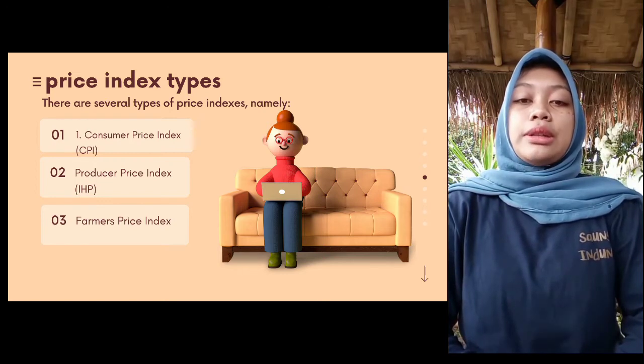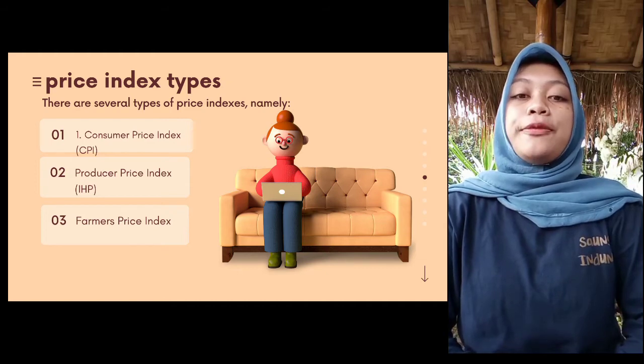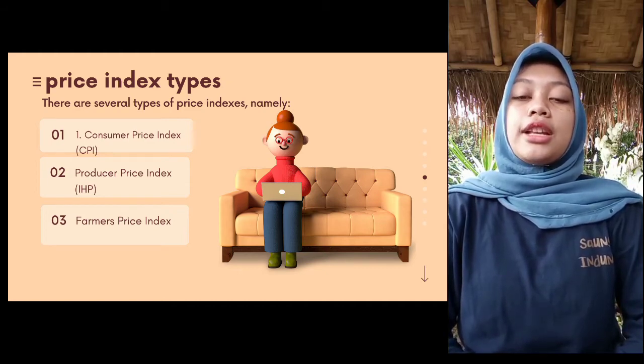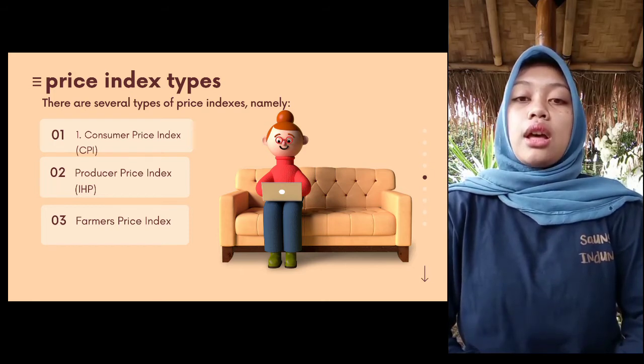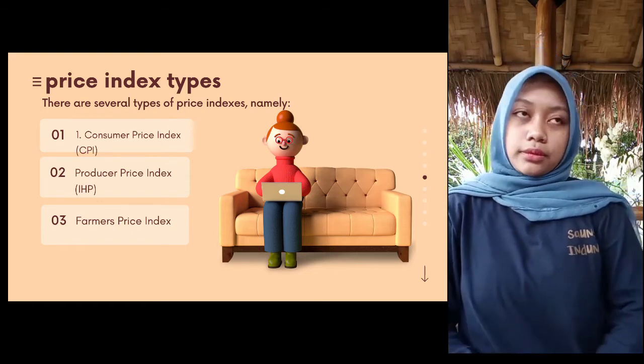What is the difference between the HIP and the CPI? HIP will calculate the price level of the goods referred to at the beginning of the distribution. Meanwhile, the CPI makes the same calculation at the retail price level.